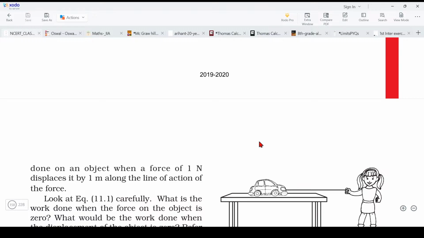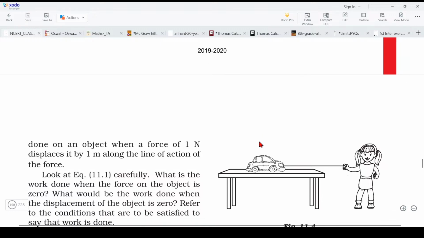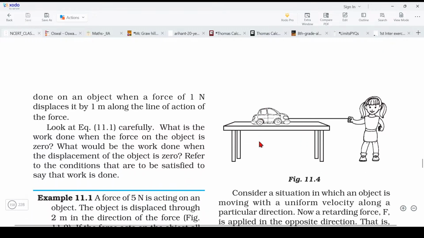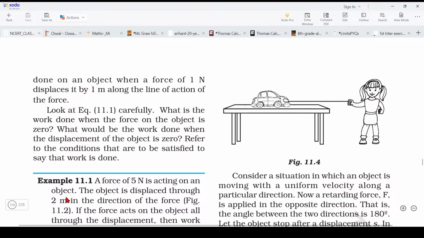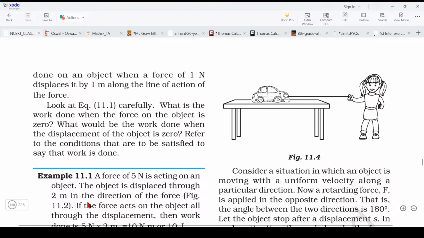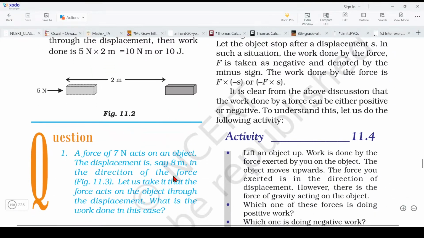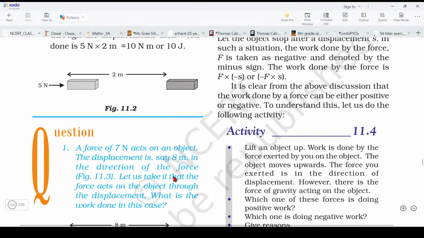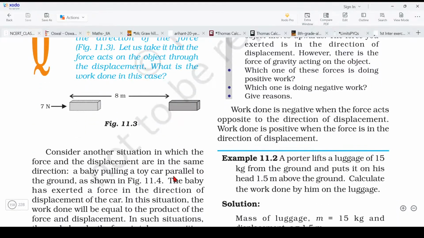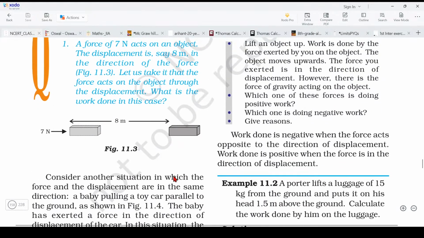You have to apply how much force? 1 Newton force, and you have to displace it by 1 meter. Okay. So 5 Newtons force, 2 meters is the displacement. What is the work done? 10. Very good. Excellent. 7 Newtons and 8 meters. What is the work done? 56. What is 56? The joules.